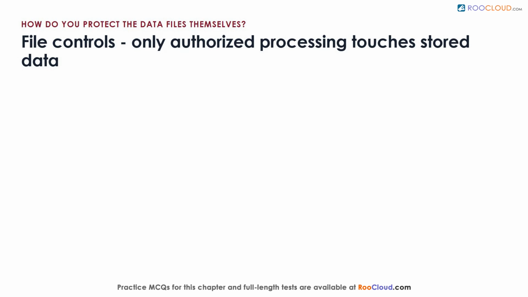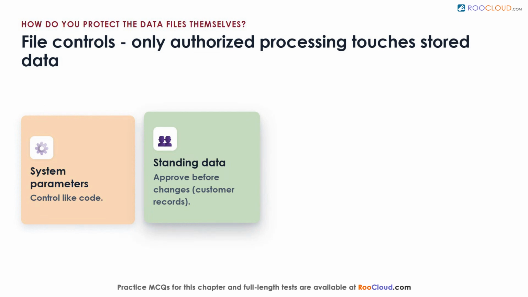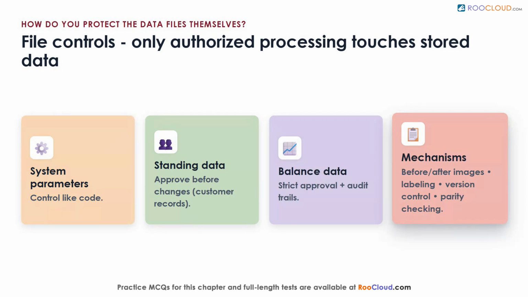How do you protect the data files themselves? File controls make sure only authorized processing touches stored data. Different data deserve different care. System parameters change how the system behaves, so control them like code. Standing data, like customer records, need approval before changes. Balance data needs strict approval and audit trails. And transaction files rely on validation and control totals.